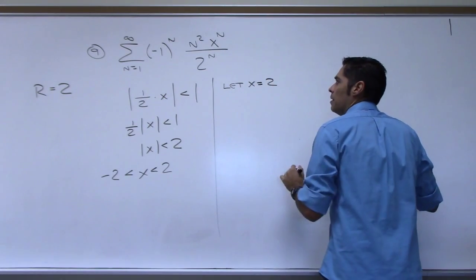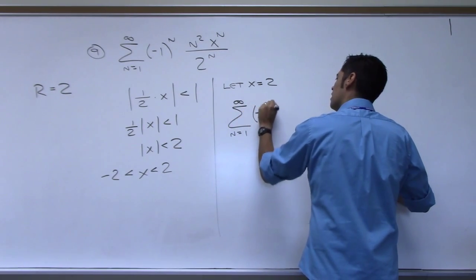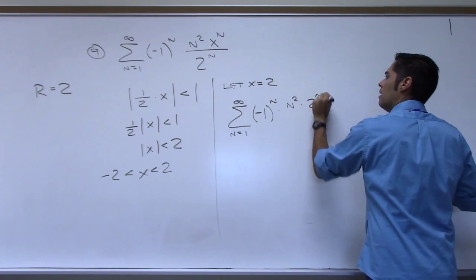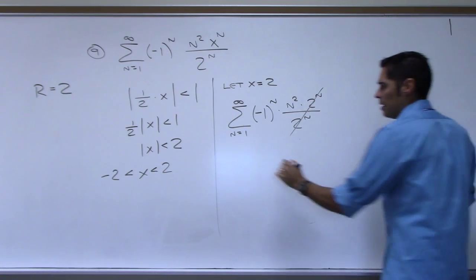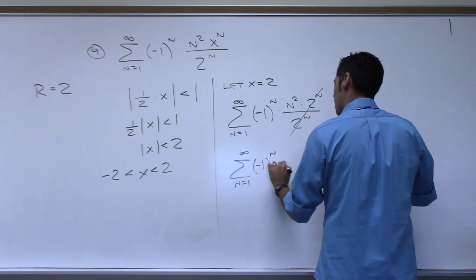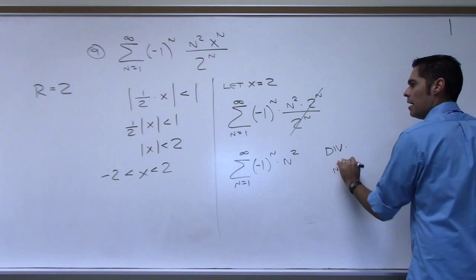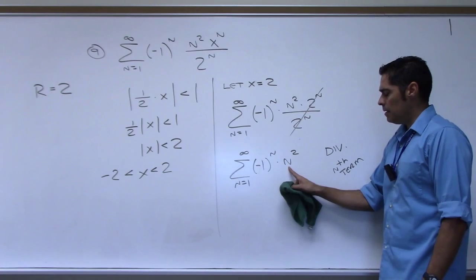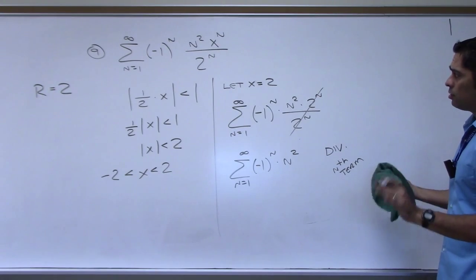And rewrite that with x^2 in there, x being 2. Sum n equals 1 to infinity of (-1)^n times n squared times 2^n over 2^n. This cancels out, and so I get sum n equals 1 to infinity of (-1)^n times n squared. This diverges by the nth term test. As n goes to infinity, that goes to infinity, and that's not going to 0, and it's flipping back and forth, so it's divergent, so I will not include 2.